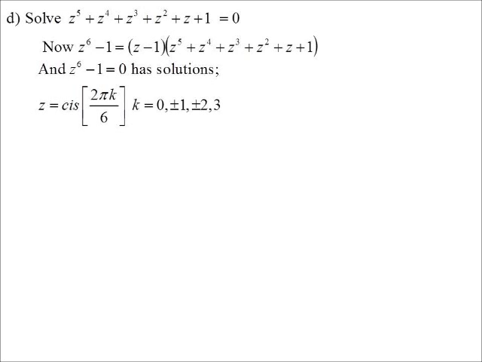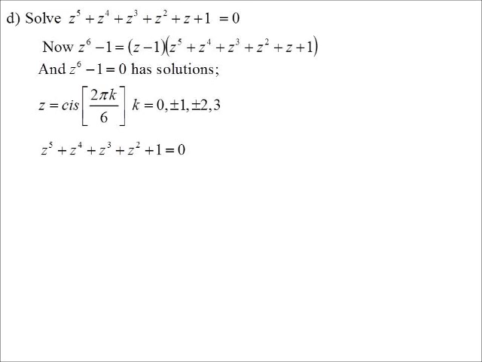Cis 2 pi k, where k equals, first solution would be 0, which is of course 1. And then I have conjugate pairs, plus or minus 1, plus or minus 2. I need one more, so I'll use 3. So therefore, this particular equation must have the same solutions, except one of them. Which one? Right. Because that's the one I introduced.